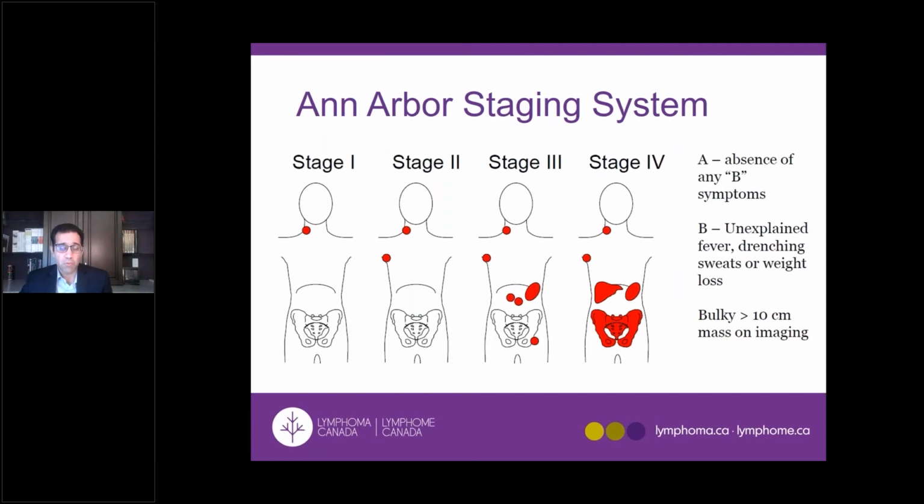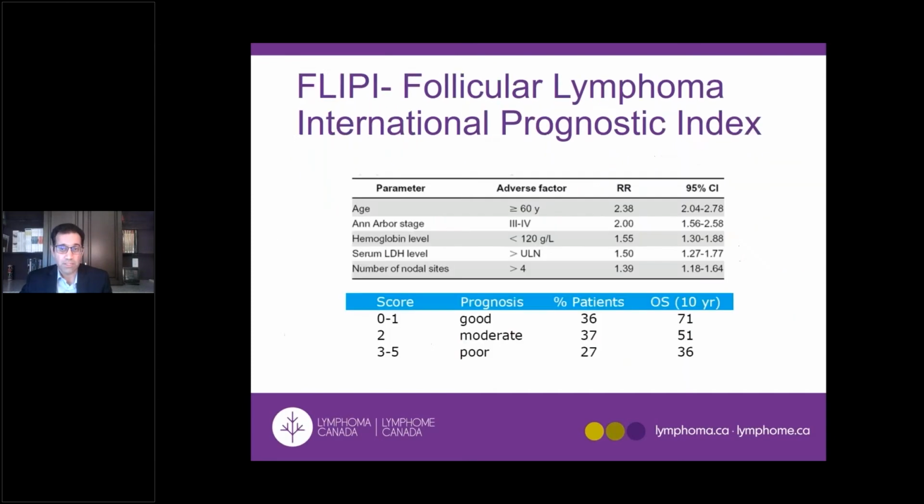Why is this staging important? Because sometimes we depend on the staging for the prognosis. This is a prognostic criteria called FLIPI, the Follicular Lymphoma International Prognostic Index, and it includes age, stage, hemoglobin level, serum LDH, and number of nodal involvement, and then they can score the prognosis as good, moderate, or poor. Just to let you know, this staging system was put in place prior to Rituximab treatment. So with Rituximab treatment, I think these prognostic numbers have changed.